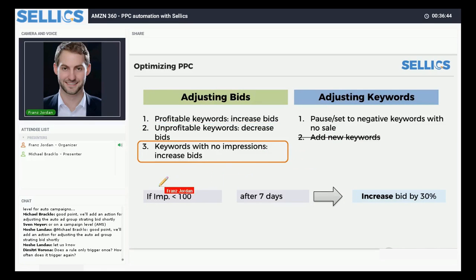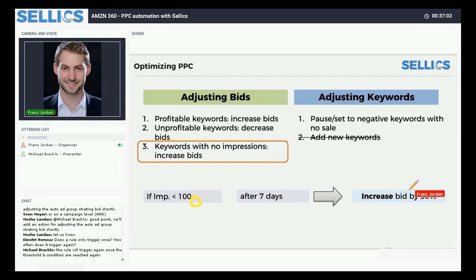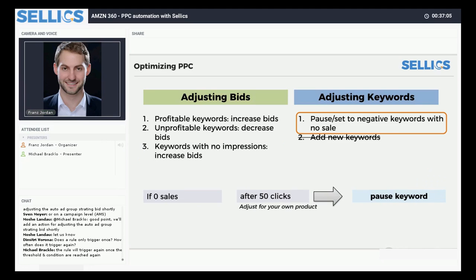Finally, we also have the keywords with no impressions. So typically, if you have less than 100 impressions after 7 days, I will definitely increase the bid by 30%. Again, I think that this is a rule that could be applied to 99.9% of all sellers. In fact, you could even be more aggressive and say, if there are less than 1,000 impressions after 7 days, you might want to increase the bid by 30%, right?